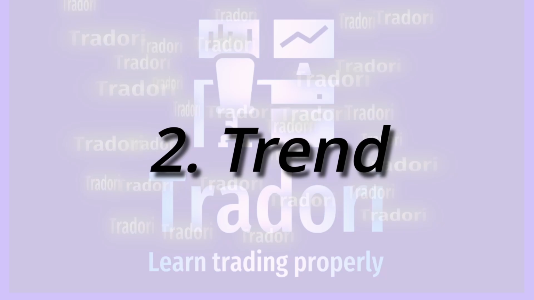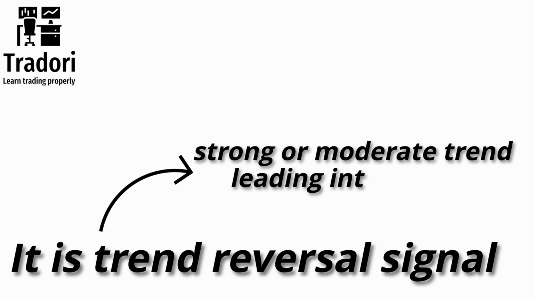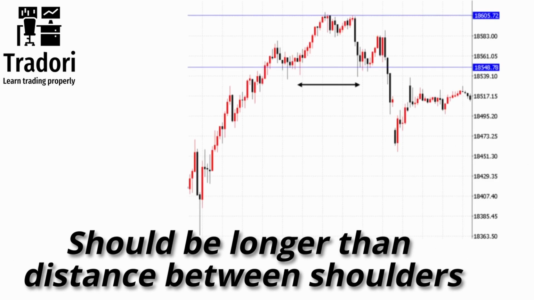The second factor to consider is trend. Since it is a trend reversal signal, it requires a strong or at least moderate trend leading into it. The uptrend heading into the pattern should be visually much longer than the distance between the shoulders, at least twice as long. This makes any reversal of the trend more likely.